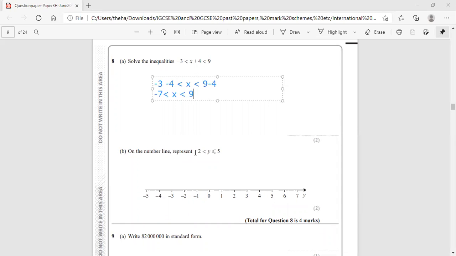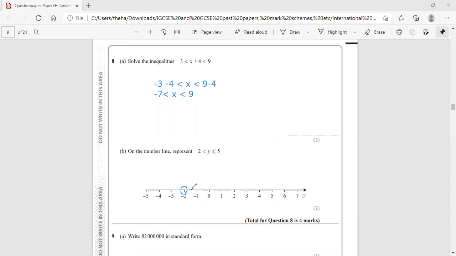So part B, on the number line, represent -2 is less than y, which is less than or equal to 5. So first of all, we need to draw this out. So -2 is less than y. So y is greater than -2, but it cannot be -2. So we do a white circle with no colouring in to show that it's not included.